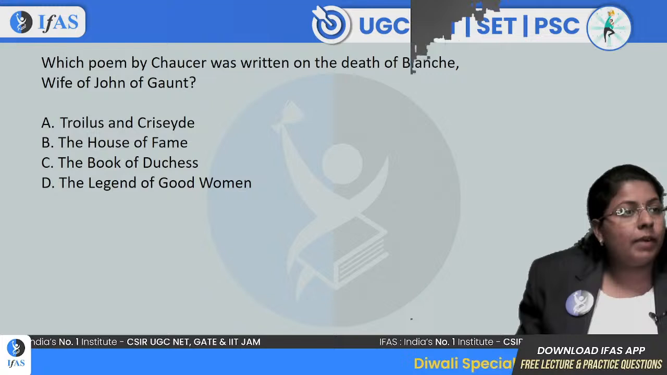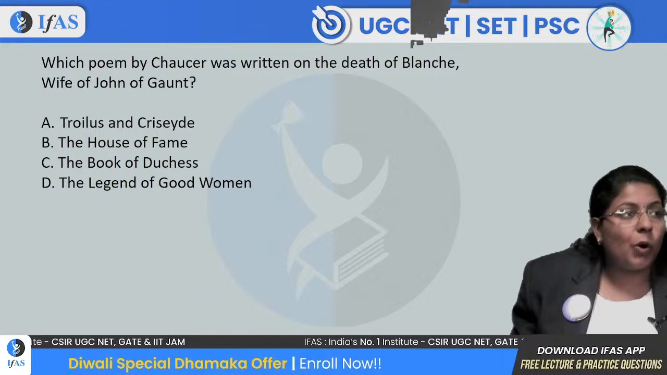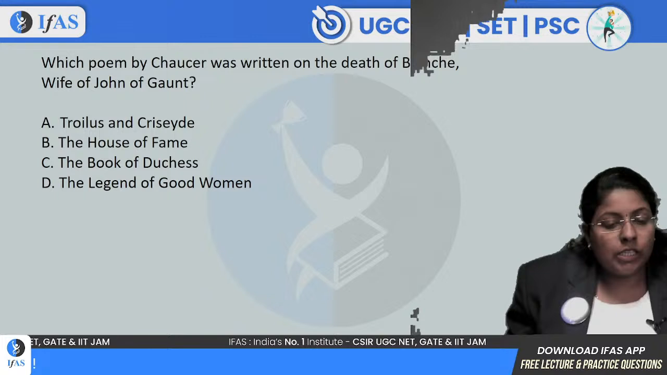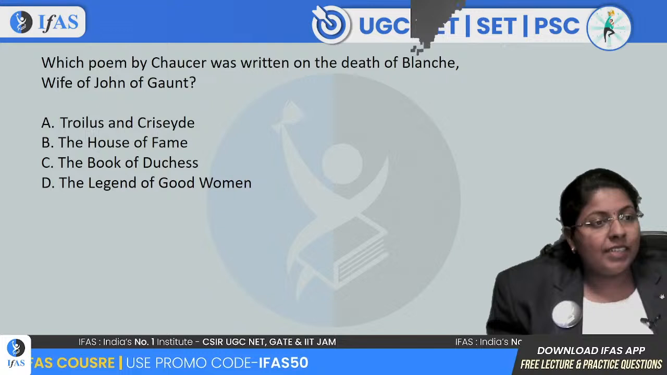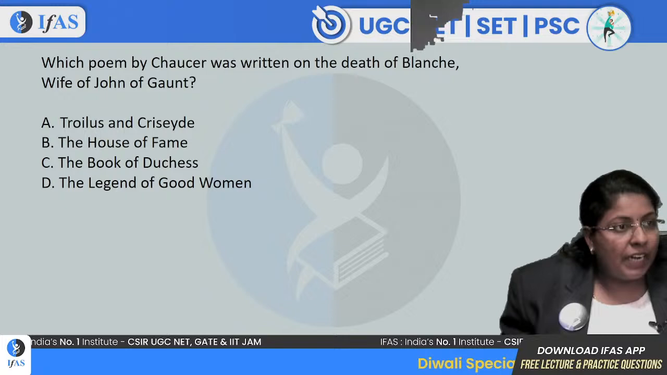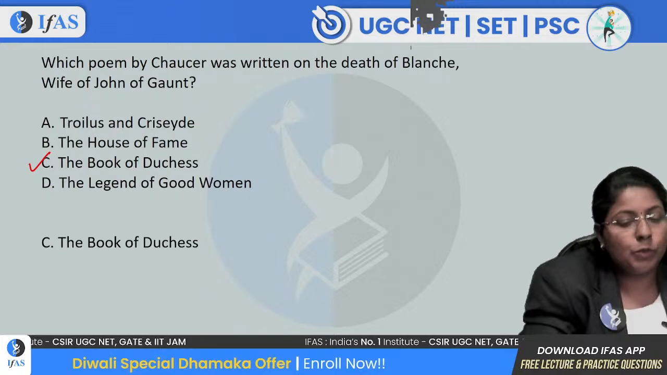Which poem by Chaucer was written on the death of Blanche, wife of John of Gaunt? So, Sunita, Mariam, tell me the answer. The options are Troilus and Criseyde, The House of Fame, The Book of the Duchess, The Legend of Good Women. Yes, Sunita, The Book of the Duchess. All right. Obviously, the answer is The Book of the Duchess. Yes, Mariam. The Book of the Duchess, right?